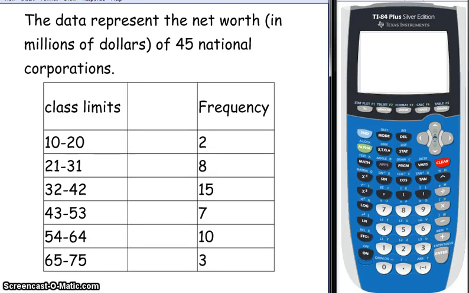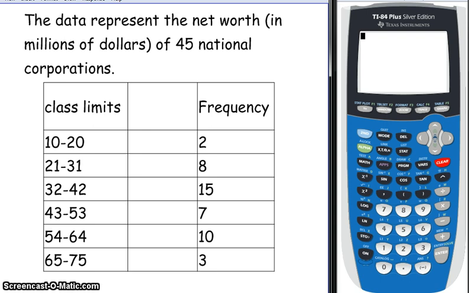The objective of this video is to determine how to find the mean of group data. The problem we're going to look at is from your textbook on page 120, problem number 18. This one deals with net worth of corporations. The data represent the net worth in millions of dollars of 45 national corporations.